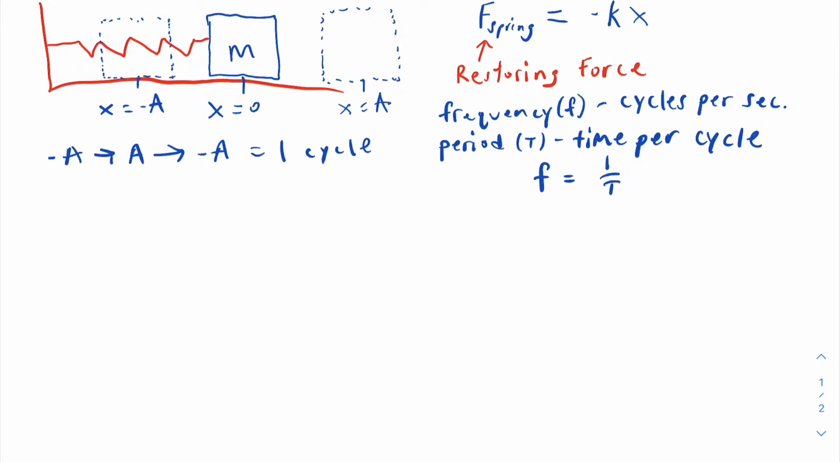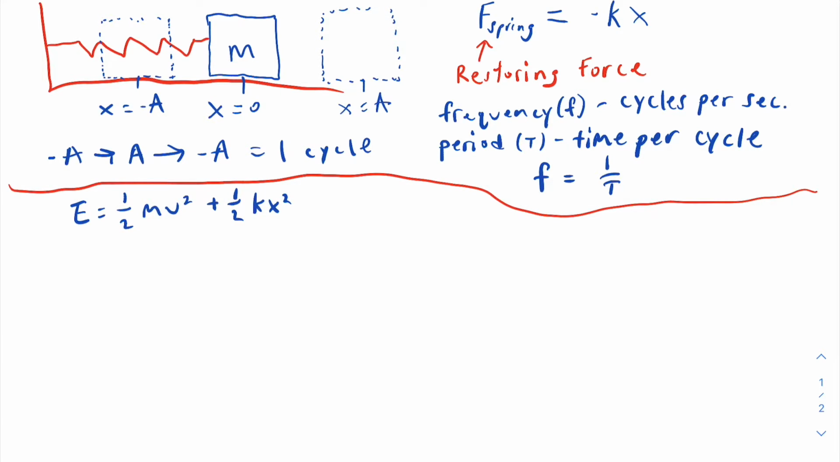It's often helpful to look at simple harmonic motion using the conservation of energy equation. We can write the total mechanical energy of this system as 1/2 mv squared plus 1/2 kx squared. This tells us that no matter where the mass is located, the total mechanical energy of the system is equal to some combination of kinetic energy and spring potential energy. What's important to know is that when the mass is at either of the amplitudes, its velocity momentarily becomes 0. This means that at that instant, the total energy of the system is entirely potential energy.